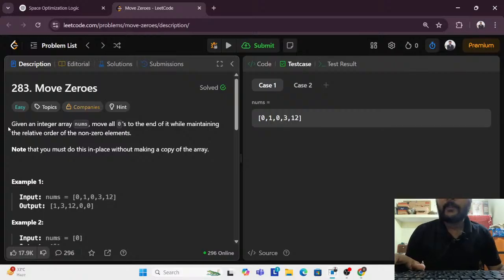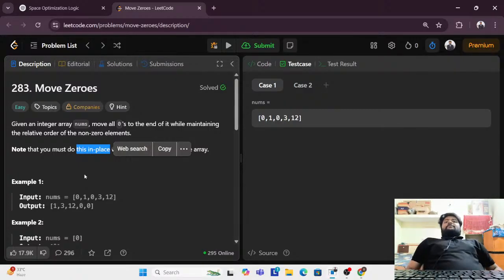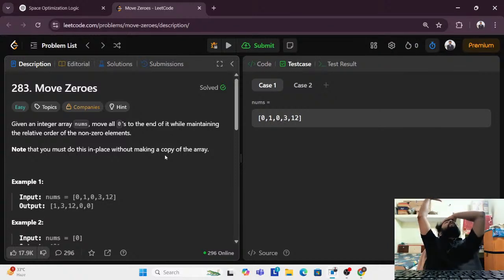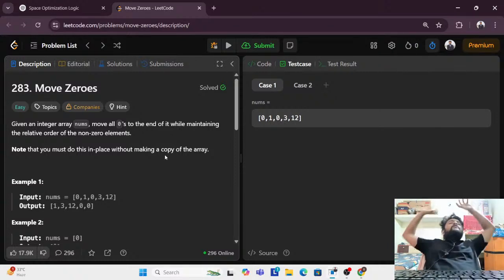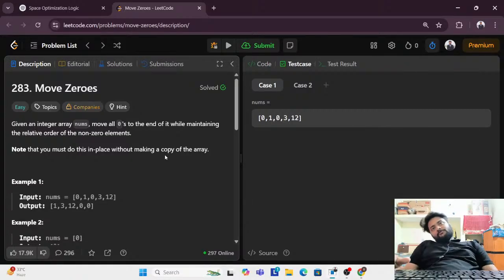Okay, so given an array, I've already read this. Note that you must, this is the main problem, bro. This is the main problem. In place method. Okay, no problem. Note that you must do this in place without making a copy of the array. So the IDE will detect that we are trying to use another array as a space, right? So yeah.